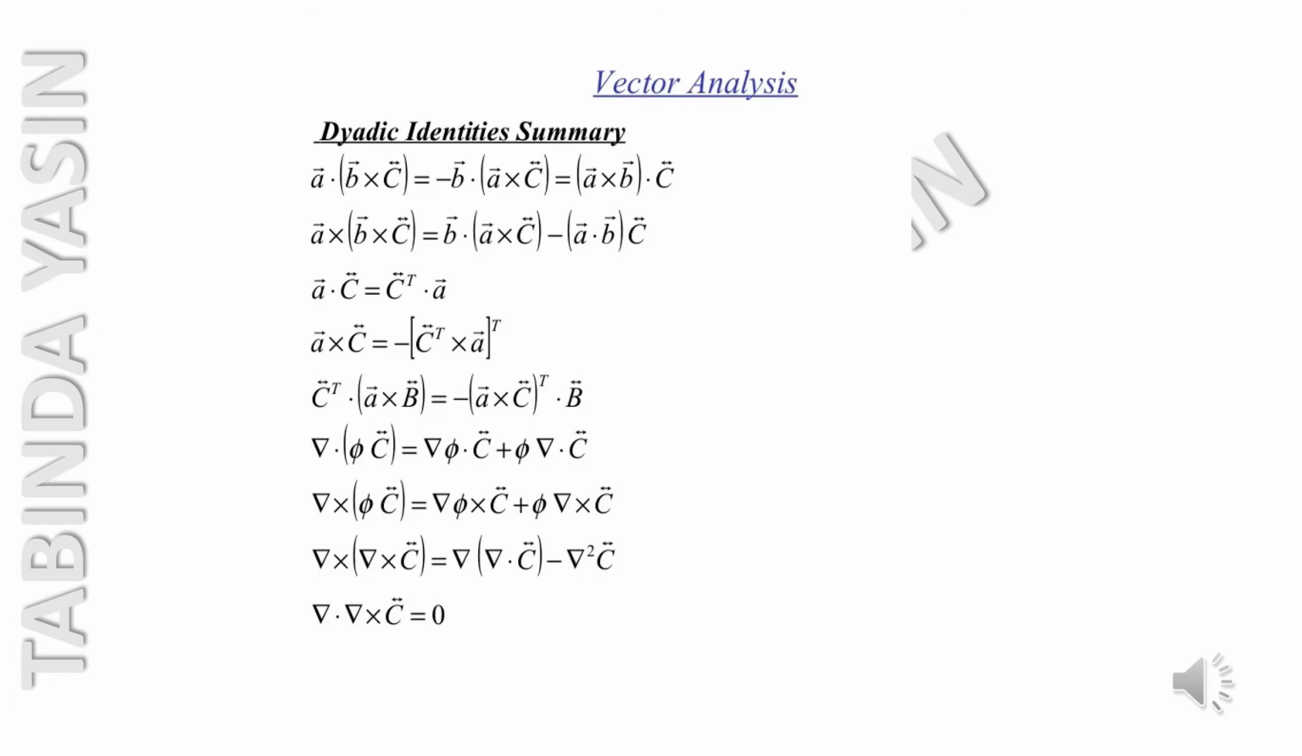Now the dyadic identity summary: a dot into b cross c dyadic is equal to minus b vector dot into a cross c dyadic, which is equal to a cross b dot c dyadic. The second one is a cross into b cross c dyadic is equal to b dot into a cross c dyadic minus a dot b into c dyadic. And a dot c dyadic is equal to c dyadic transpose dot a.